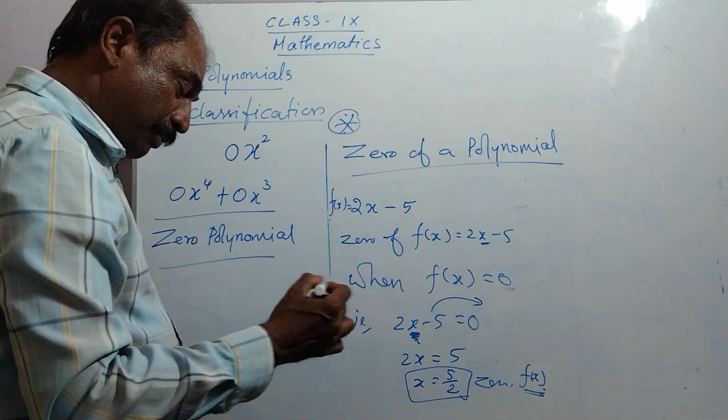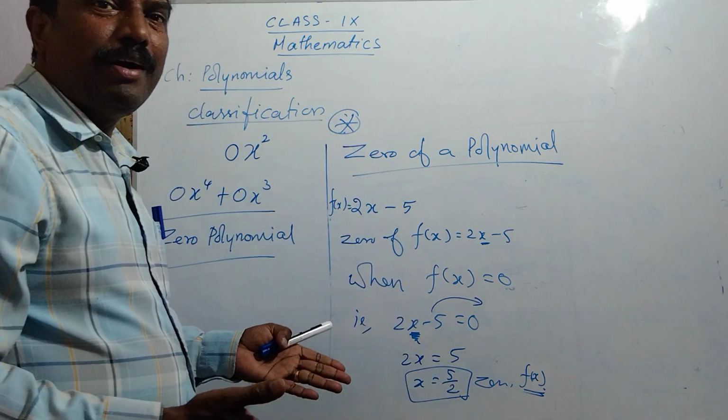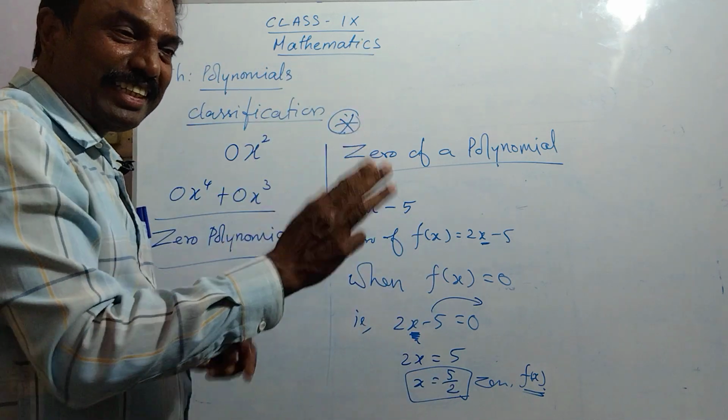Okay. Now, how to find the 0 of a quadratic polynomial? Yes, that is another one, very interesting.